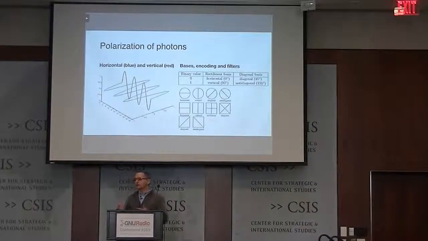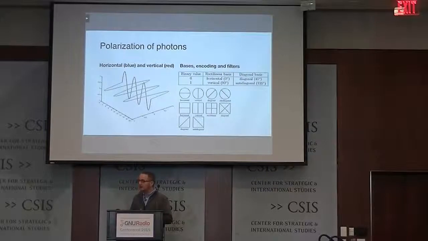And there are two bases that are represented here. The first one is the rectilinear basis. 0 is encoded as a horizontally polarized photon. 1 is encoded as a vertically polarized photon. And they are orthogonal. You see, they are orthogonal.